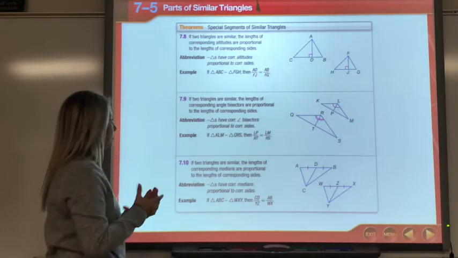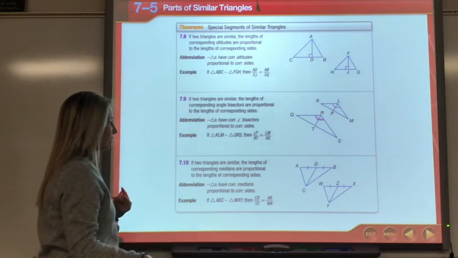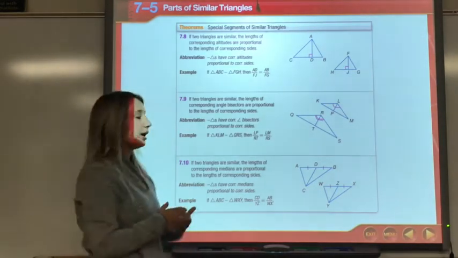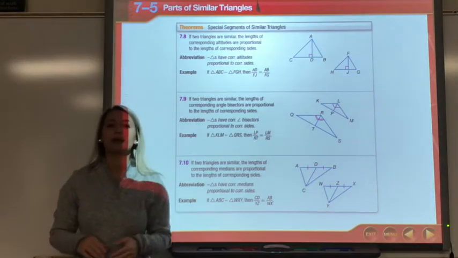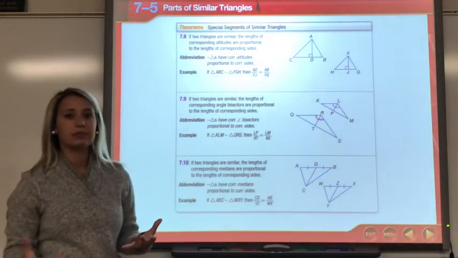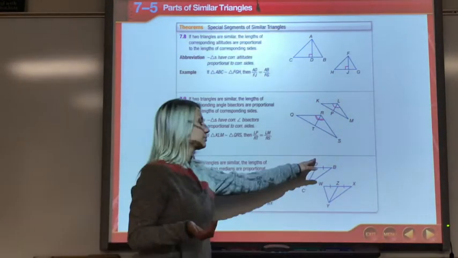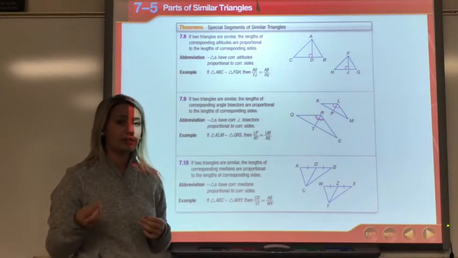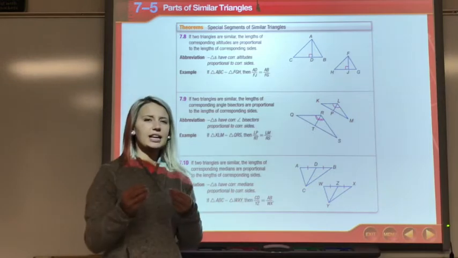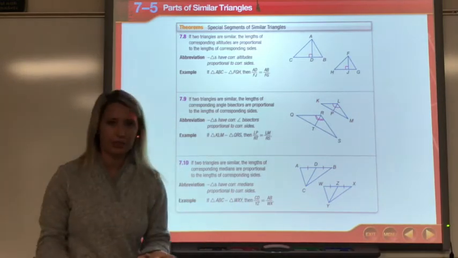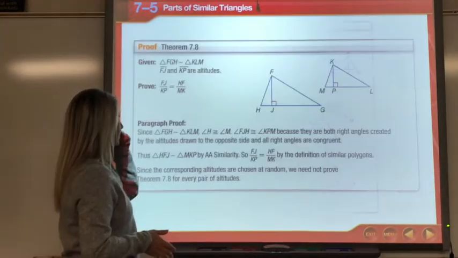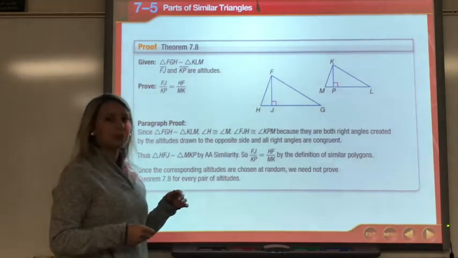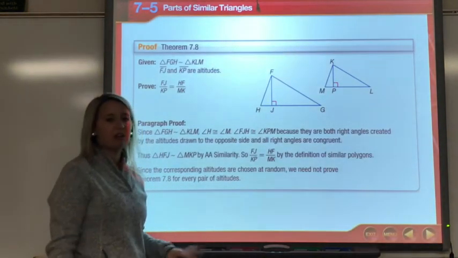Okay, this last one says if two triangles are similar, then the lengths of the corresponding medians are proportional to the lengths of corresponding sides. So same concept again, but now we're talking about these corresponding medians. We're already given that the triangles are similar. Now we're just kind of taking these proportional parts from them. So let's apply some of these. Oh, just kidding. Here's a proof of one of those, but it's in your textbook. You guys can take a look at it if you want.